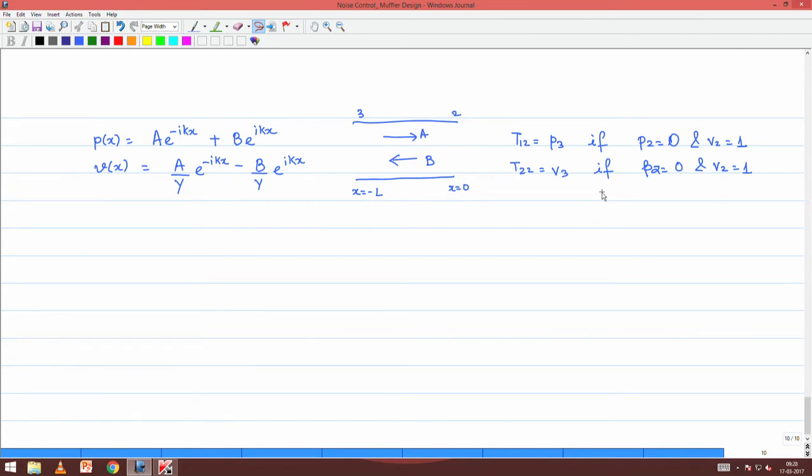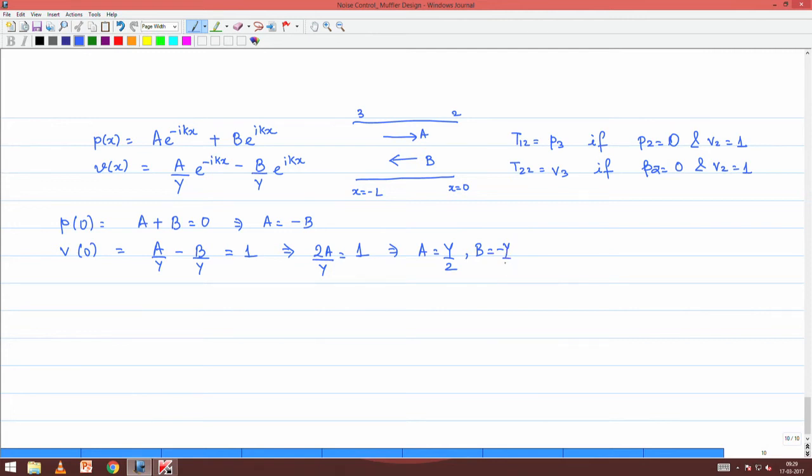So, at x equals 0, we want P2 to be 0 this time. So, which means P0 is given as A plus B, and this has got to be 0 by our requirement, which means that A has to be minus B, right. And V0 is A by Y minus B by Y, which has to be 1, but minus B is equal to A, which means 2A by Y had better be equal to 1, which implies that A has to be Y by 2, and that also implies that B has to be minus Y by 2.